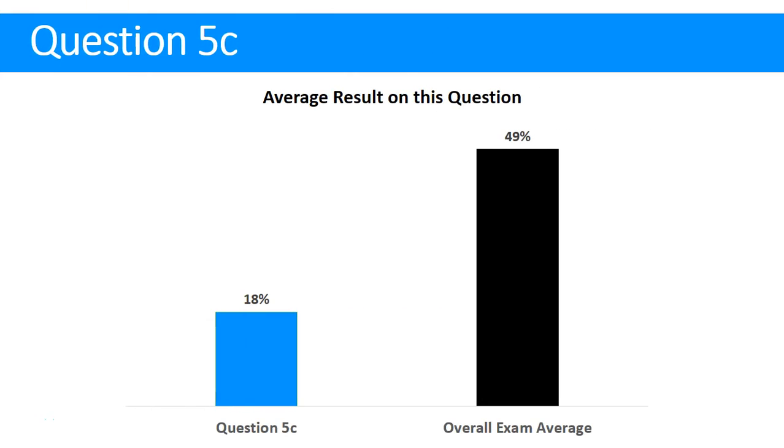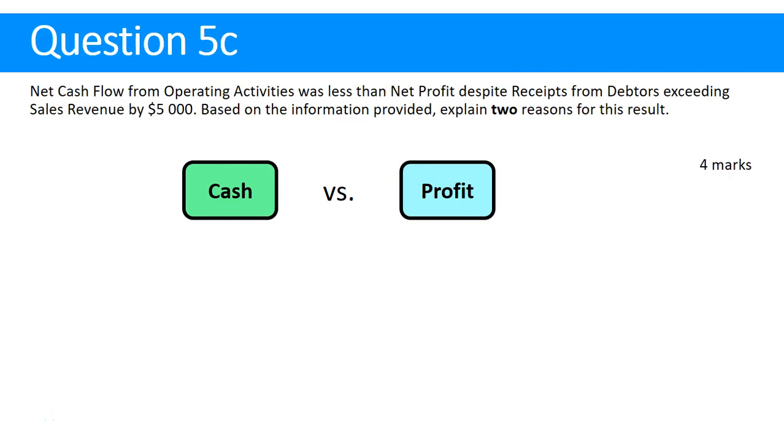Question 5c was the hardest question on the paper, so the average result was only 18%. Fortunately, it was only 4 marks, but with the question itself, you need to be able to understand what it's asking before you can answer this question.